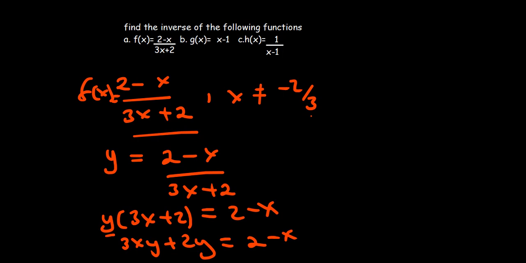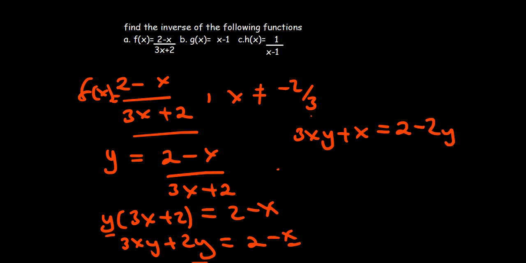So instead, let us not do that, but what we can do there is we say 3xy, then we move this x to the left side, so that will be plus x, is going to be equal to, then we move the one with the y to the right, so that will be 2 minus 2y, like that.